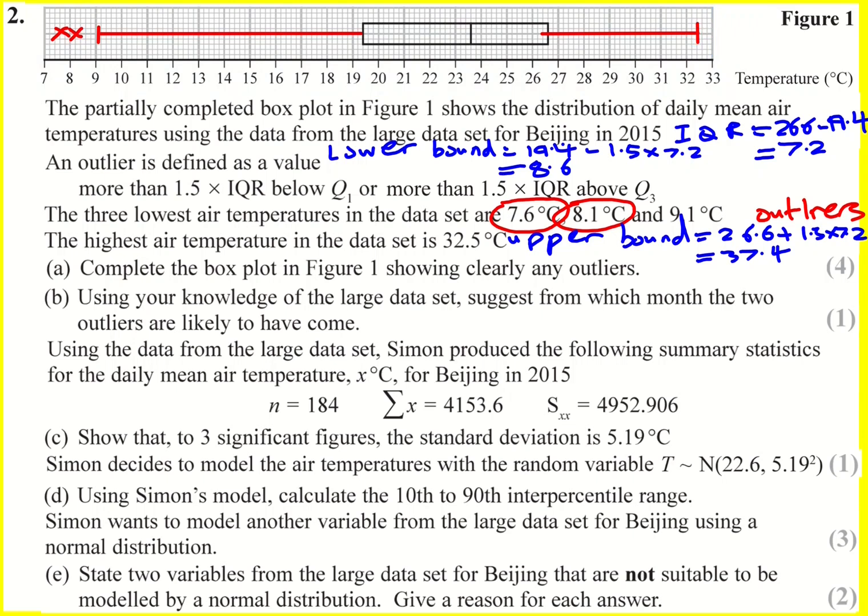Using your knowledge of the large data set, suggest from which month the two outliers are likely to have come. So for the Beijing 2015 large data set, the data was from May to October inclusive. And because we've got some colder temperatures here, I know we've got some higher ones, but there were some colder ones. It's likely to have been later on in the year. And what we're looking for here is October. So the coldest temperatures would be in October.